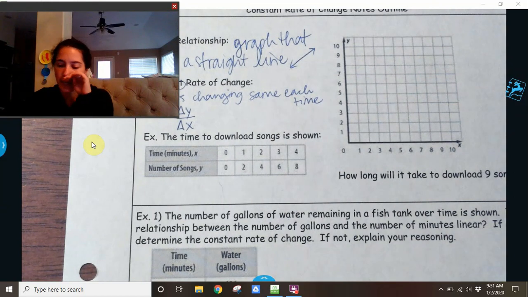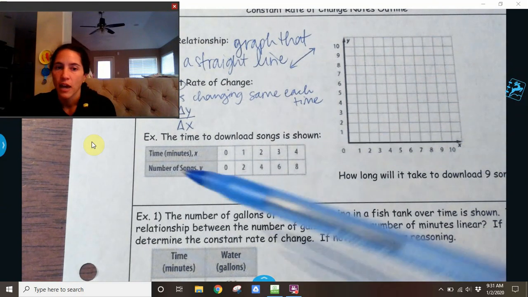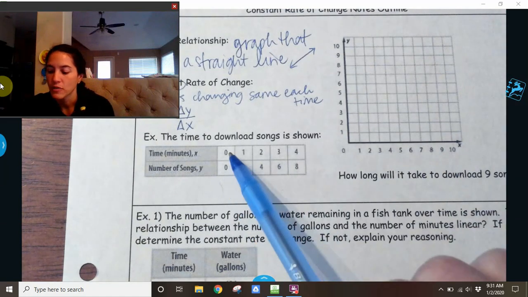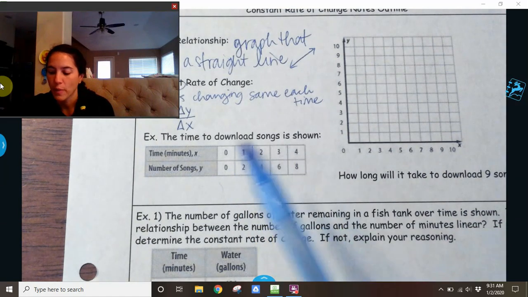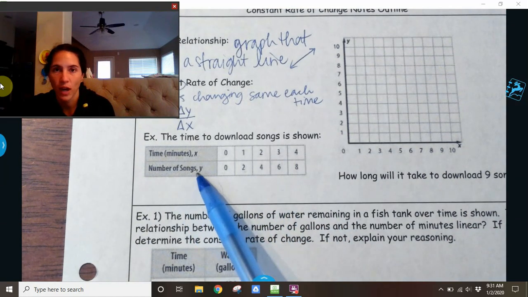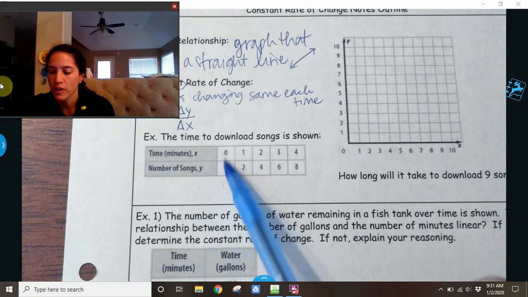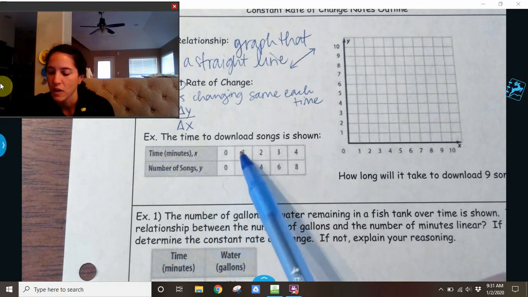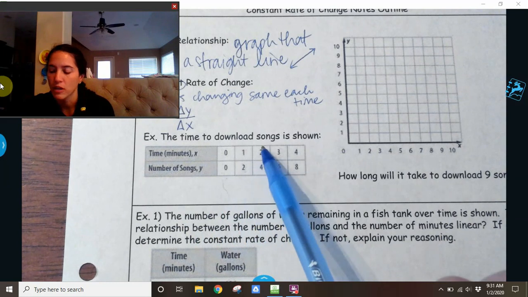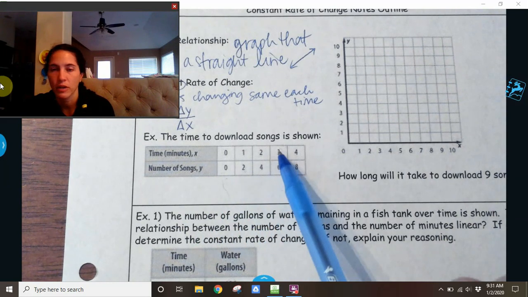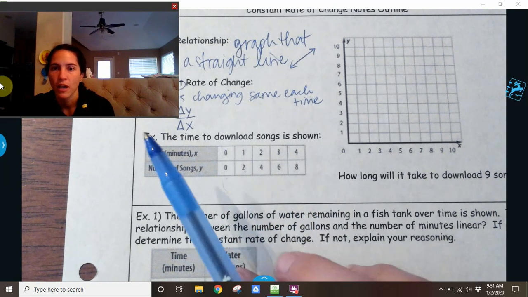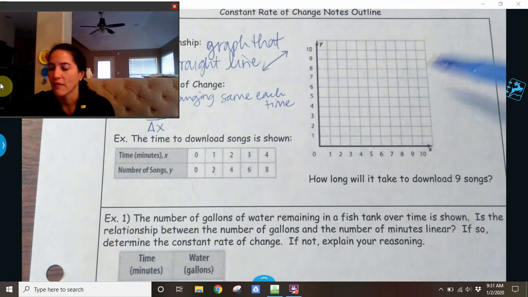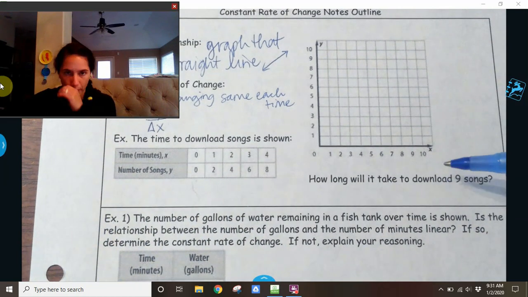So this example says the time to download songs. The time in minutes is our x value. So 0 minutes, 1 minute, 2 minutes, 3 minutes, 4 minutes. And then the number of songs is our y value, 0 songs. So that should make sense. If you have 0 minutes, then you're going to obviously download 0 songs. In 1 minute, you can download 2 songs. In 2 minutes, you can download 4 songs. In 3 minutes, you can download 6 songs, and so forth. So here's our data in a table format. And I have a blank graph and then a question.